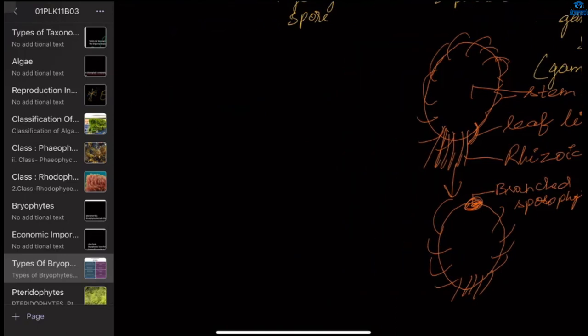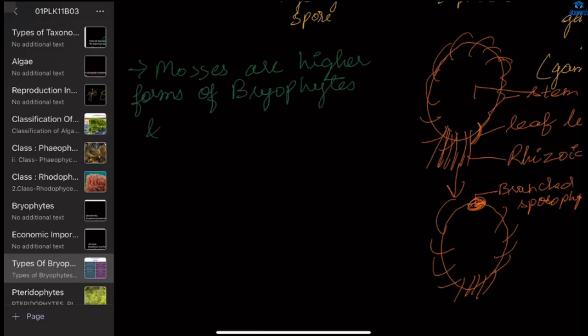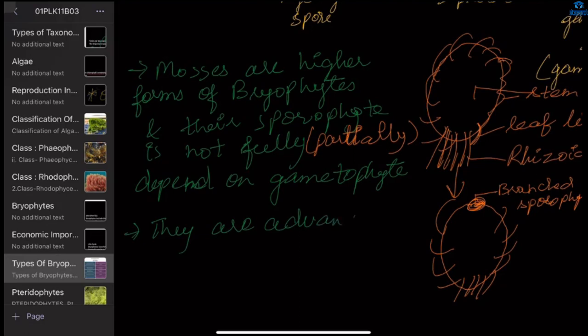And here, I will also write a few points. The sporophyte of moss, as I have told earlier also, is not fully dependent on the gametophyte. It is partially dependent on the gametophyte. And they have the sporophytic stage, which is more complex and elaborate than the liverworts, because they are a little bit more advanced. Liverworts are very lower forms of bryophytes, and mosses are higher forms of the bryophytes. Their sporophyte is partially dependent on the gametophyte. They are more advanced than liverworts. So these are the few points that you have to remember in liverworts and mosses all together, which will come mostly in the exams.